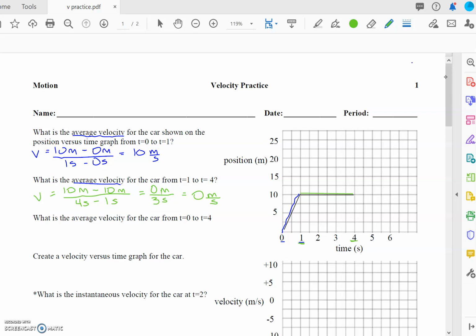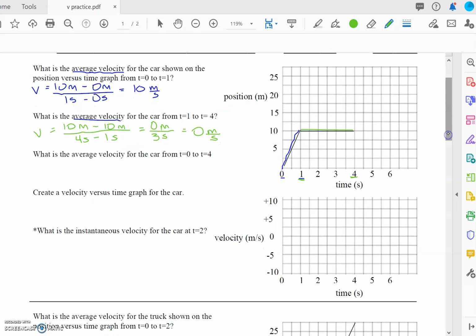Now in real time, what this would mean is that from 0 to 1 second, the car was moving forward from 0 to 10 meters, and then from 1 to 4 seconds, the car remained in the same location. It just sat in the same spot, is what that means.